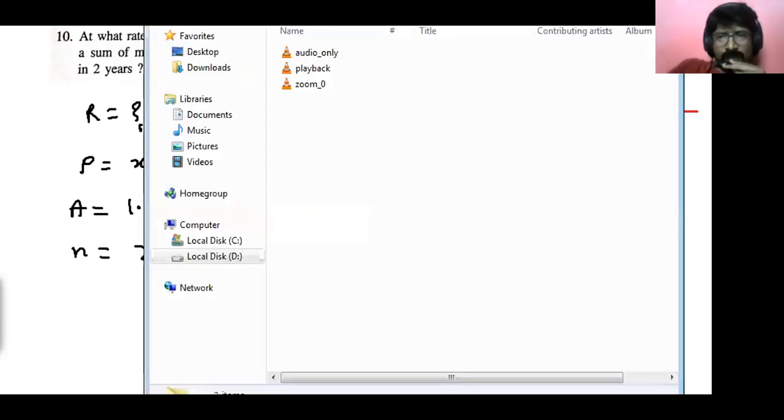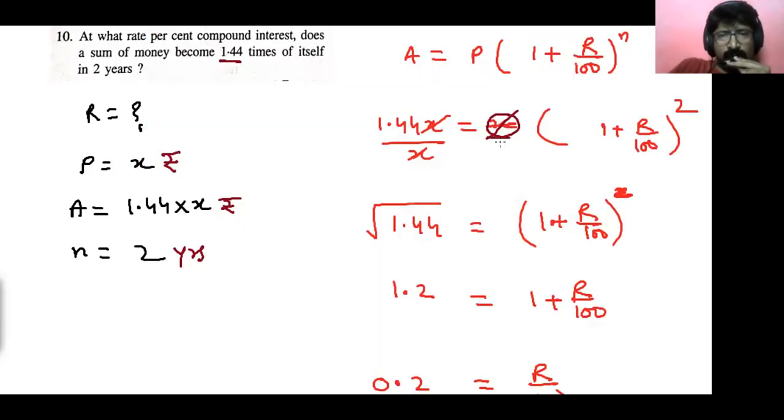Or else you can do something like this also. Divide both the sides by x. You can do that also. Into the bracket 1 plus r upon 100 raised to power 2. I hope you understood this step very well. Now, what is the next step? This x and this x will get cancelled. However, it will remain 1.44 is equal to 1 plus r upon 100 raised to power 2.